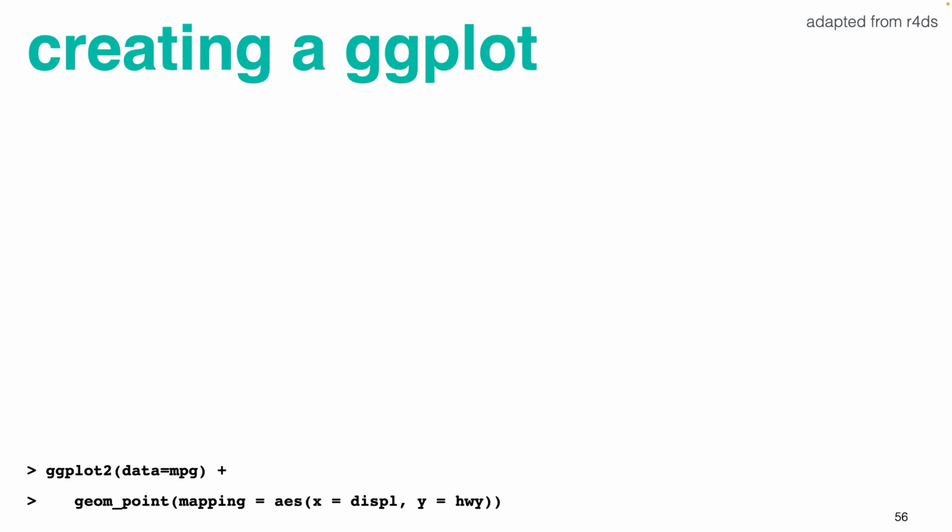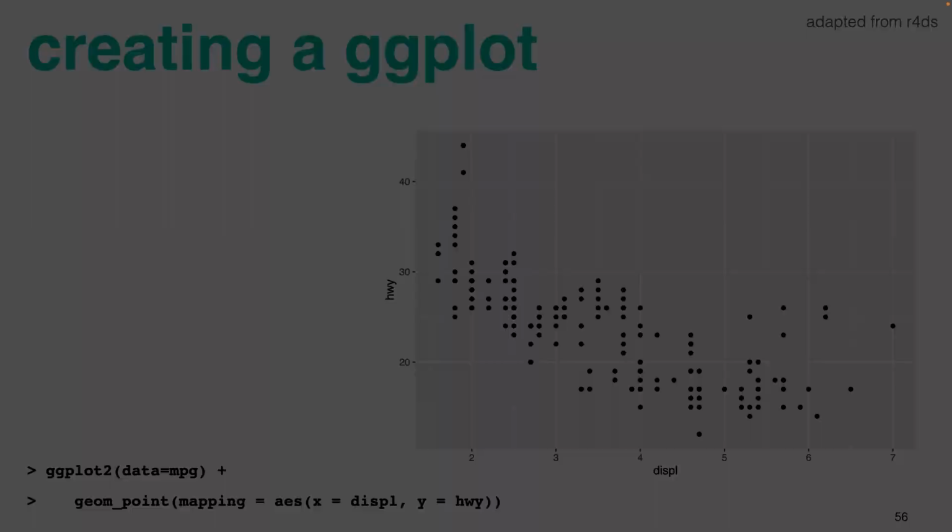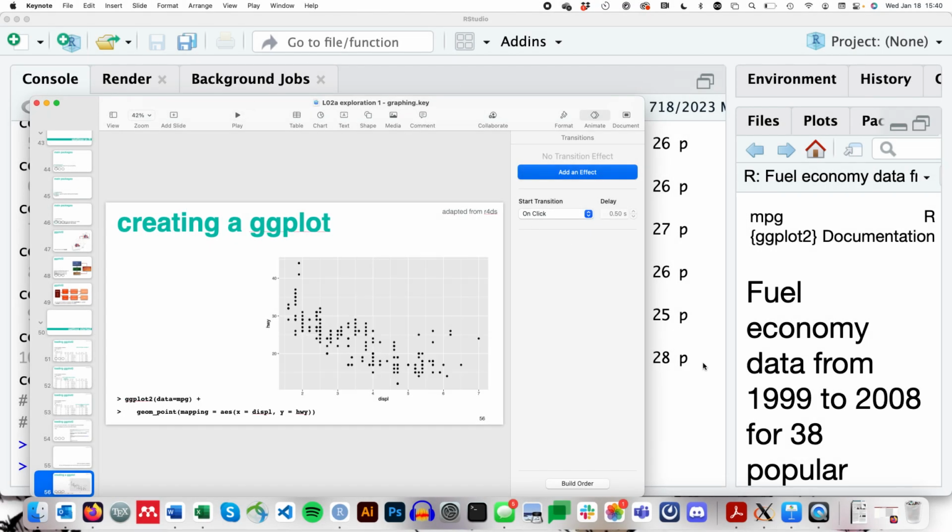And then geom_point, and you give a mapping. This is where you give the aesthetic. The aesthetic is given through aes. X is displacement, and Y is highway, which is the highway mileage. And you'll get a plot like this. Let's see how this works.